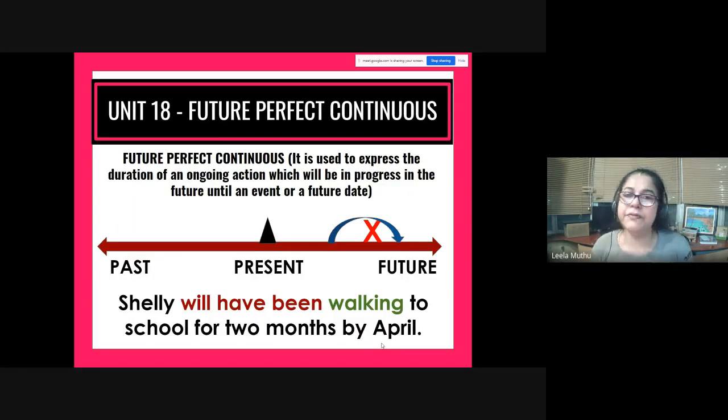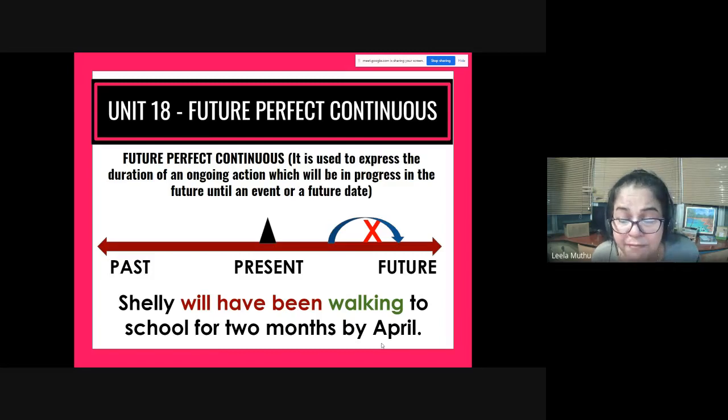Now let's go to the future continuous. Okay, the future perfect continuous. Okay, it is used to express the duration of an ongoing action which will be in progress in the future. Okay, so we're going to talk about something that's going to be happening in the future in a continuous way, okay, until a given date. Okay, so let's look at this.